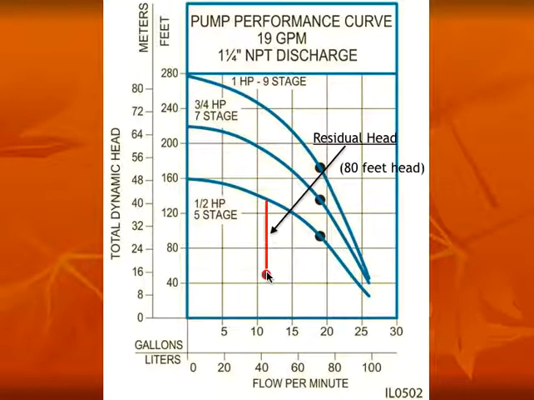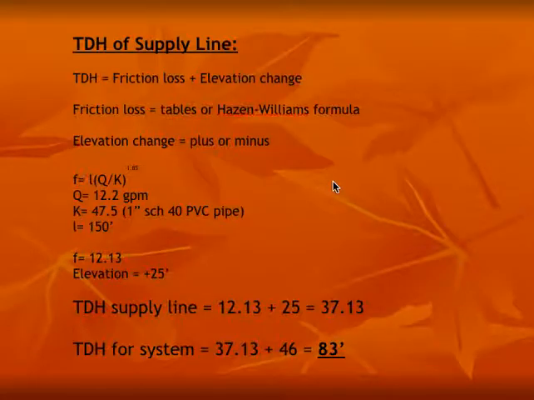At 12 gallons a minute at 45 psi, we have an additional, what I call residual head, available under the pump curve of about 80 feet. So now the only other variable we really haven't tested for or calculated for is the head loss and friction loss through our supply line from the pump chamber to the drip field itself. Our TDH for that supply line is going to be the friction loss and elevation change. I'm going to use the Hazen-Williams formula for calculating friction loss, and then we're going to add the elevation change.